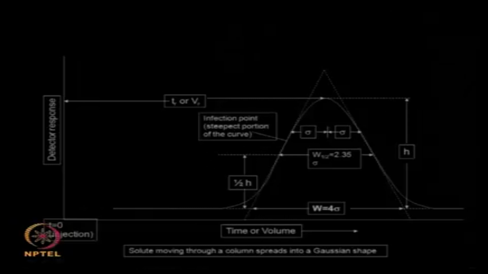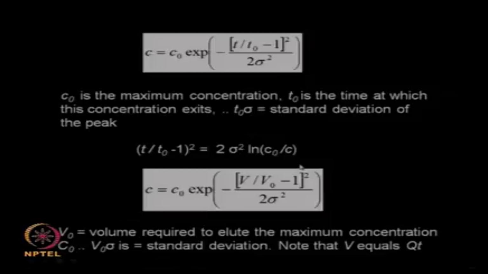So, generally we assume the solute flowing through the column spreads into a Gaussian shape actually, but it is not always the same. So, if you assume a Gaussian shape for the solute distribution, then we can write an equation for concentration. C is equal to C naught, that is the maximum concentration, e power minus (t by t naught minus 1) whole square by 2 sigma square.